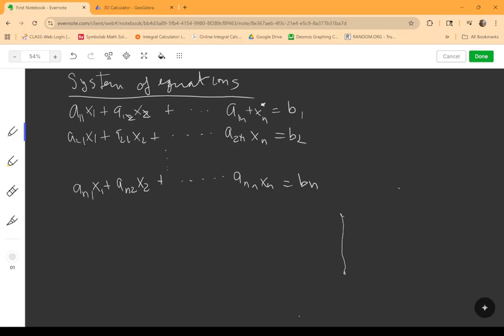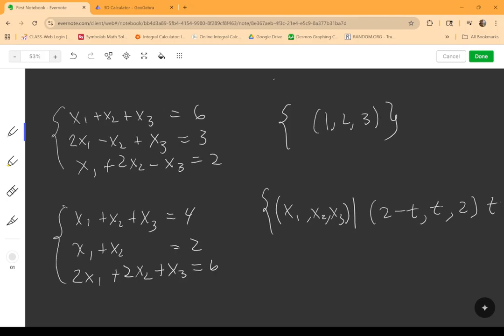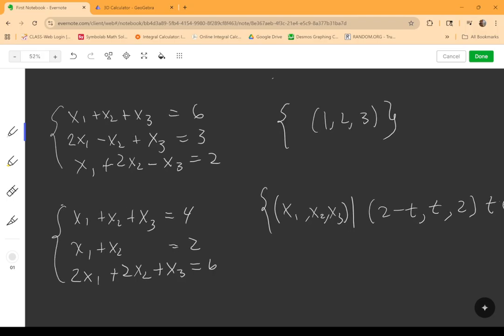Now let's look at three different systems and how each one is different. If we look at our first system, we have x1 plus x2 plus x3 equals 6, 2x1 minus x2 plus x3 is equal to 3, and x1 plus 2x2 minus x3 is equal to 2. This system of equations has a unique solution, and that unique solution is given here.